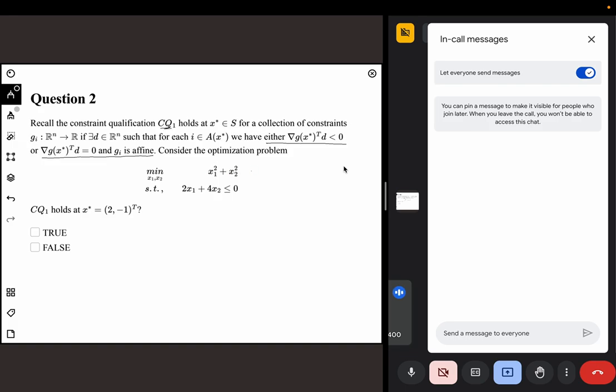So let's say this is my objective function f of x and this is my g1 of x, g of x. And this is my particular point x star, 2 comma minus 1. So with this information, can you tell me whether the constraint qualification holds at this particular point?